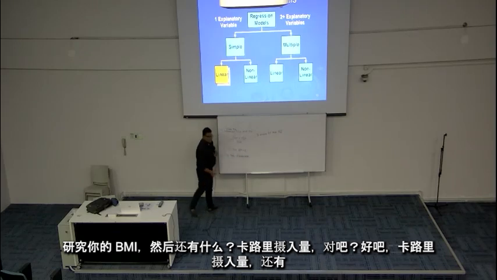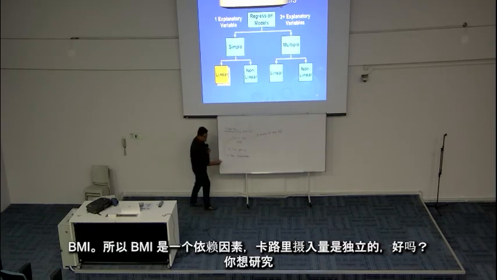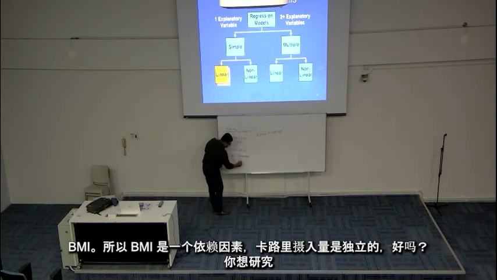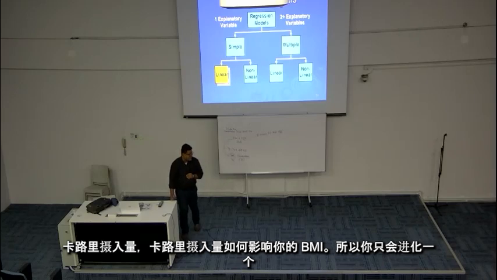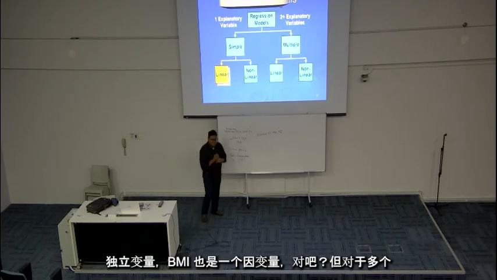Okay, calorie intake and also the BMI. So the BMI is the dependent variable, and calorie intake will be the independent variable. You want to study how the calorie intake will affect your BMI. So you only involve one independent variable, and the BMI is the one dependent variable.